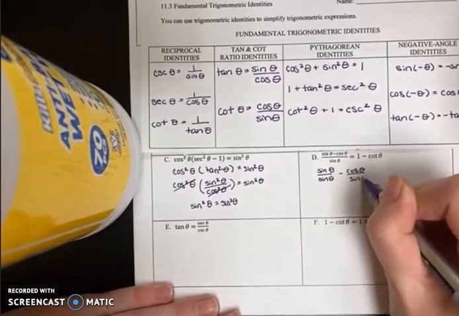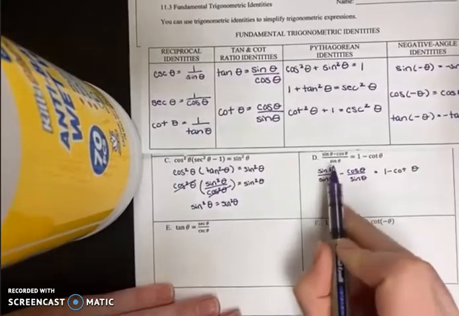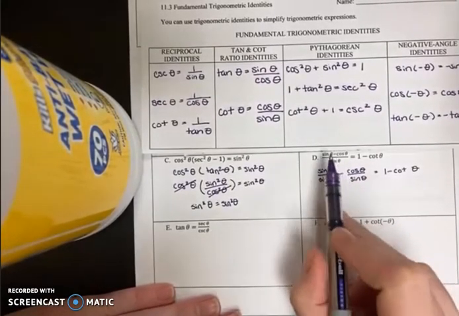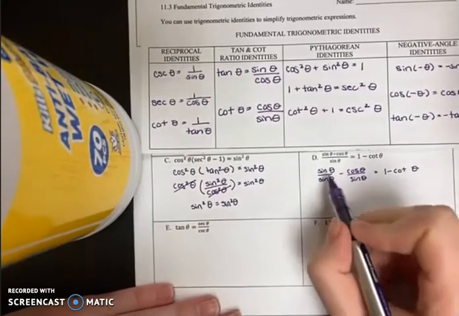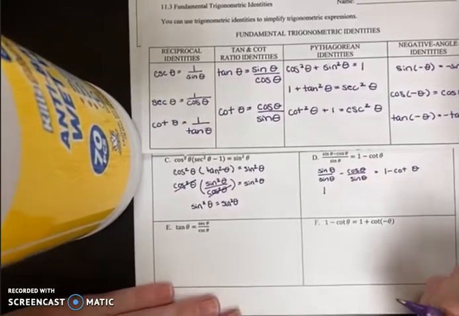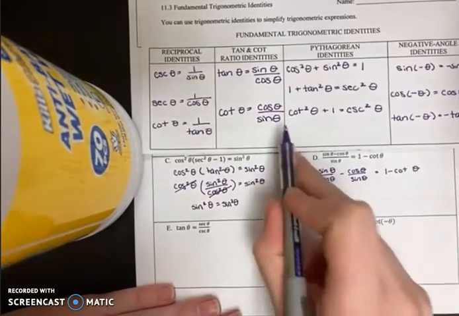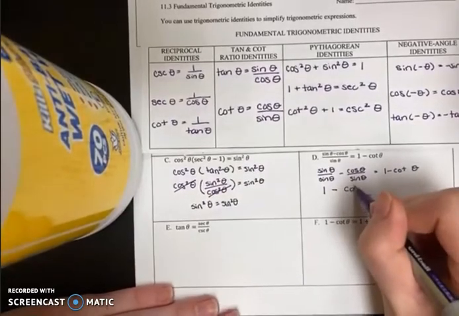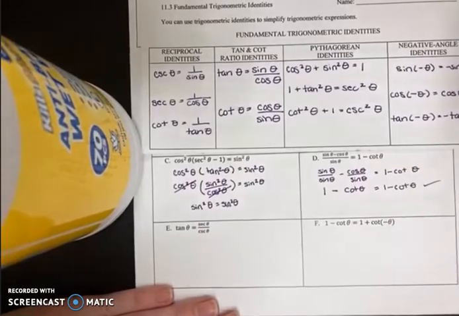And by this, I mean I'm rewriting my quotient by putting the terms in the numerator over the denominator. So sine theta divided by sine theta is just 1 because that's something divided by itself, minus cosine theta over sine theta is an identity for cotangent. So this is cotangent theta. Notice how I've already proved.